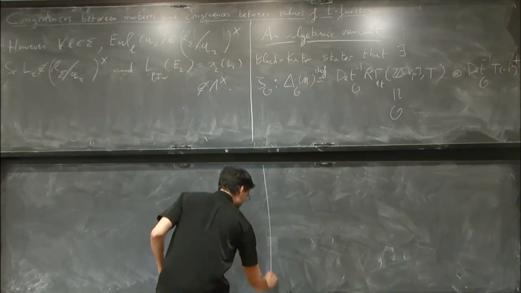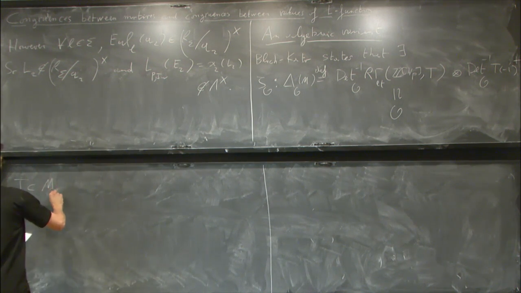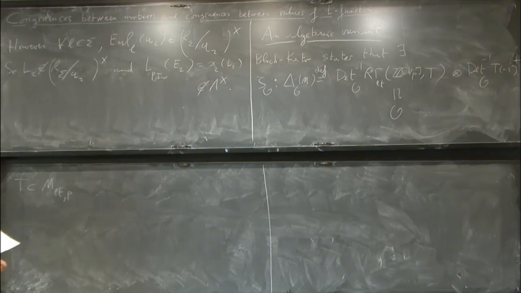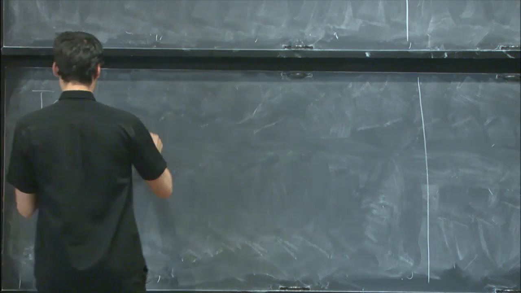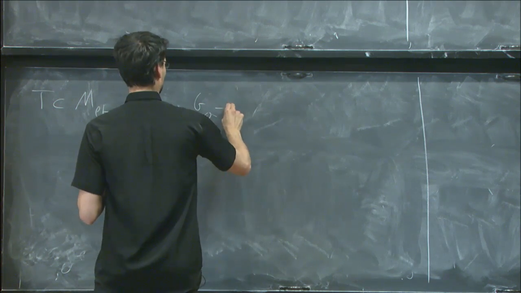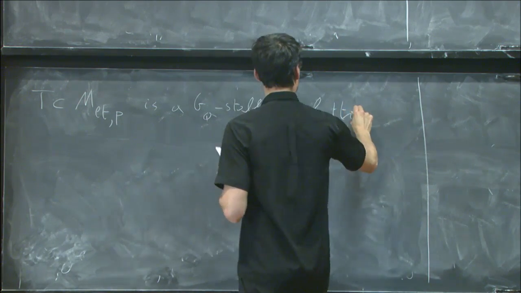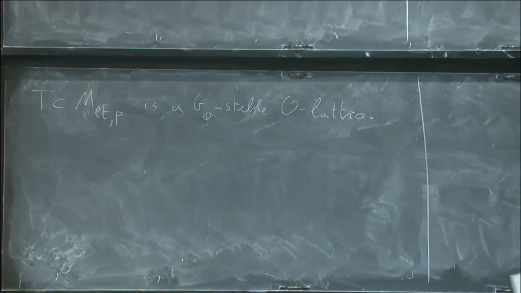So what is T here? T is any lattice in the p-adic realization of M, which is G_Q stable. And by Tate's formula, this object does not depend on the choice of T.